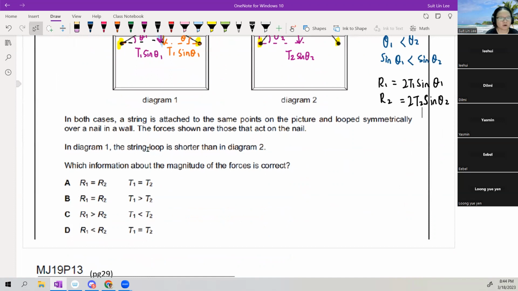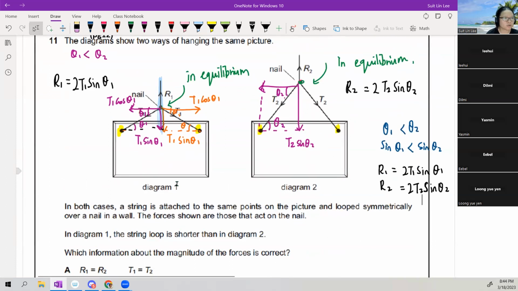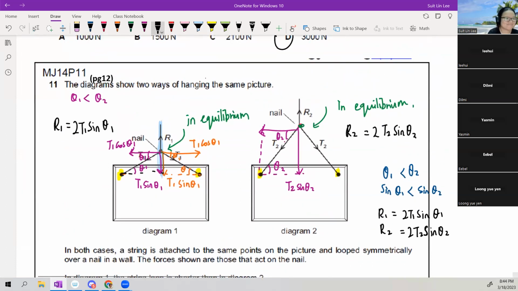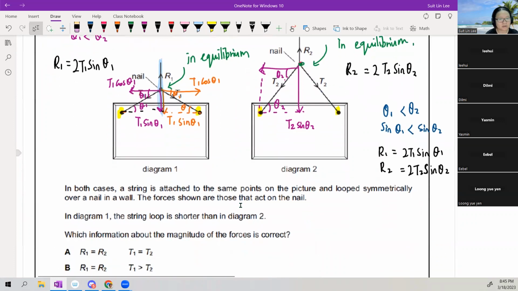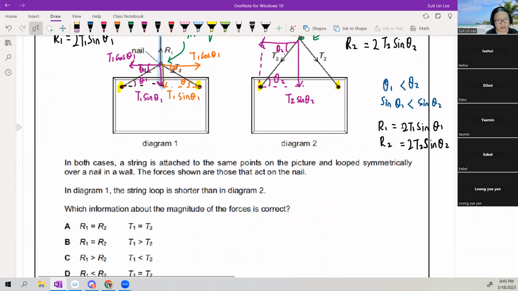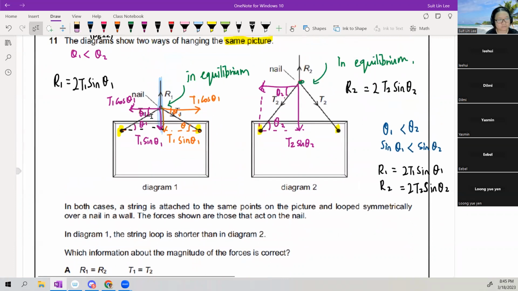Okay. Then I look at my options. I am now supposed to compare both R1 and R2 and also T1 and T2. Okay. So right now, if I look at this question, the only thing I know is that this is the same picture. And because it's the same picture, it will have the same weight. Okay. So now I want to bring back the weight. Because this allows me to compare R and theta and T, but unfortunately, I have no information about R and T. So you could think about it this way.